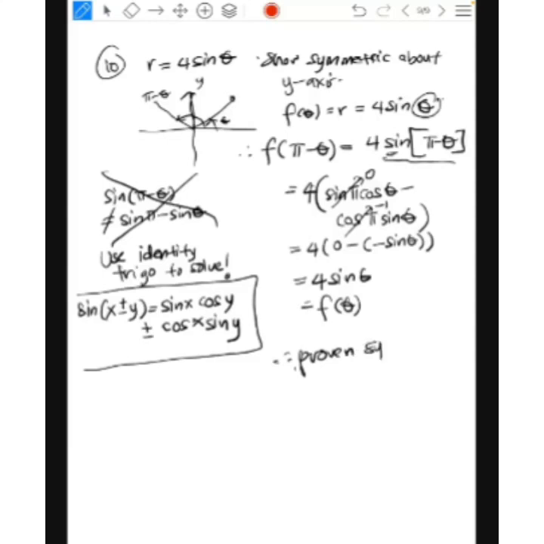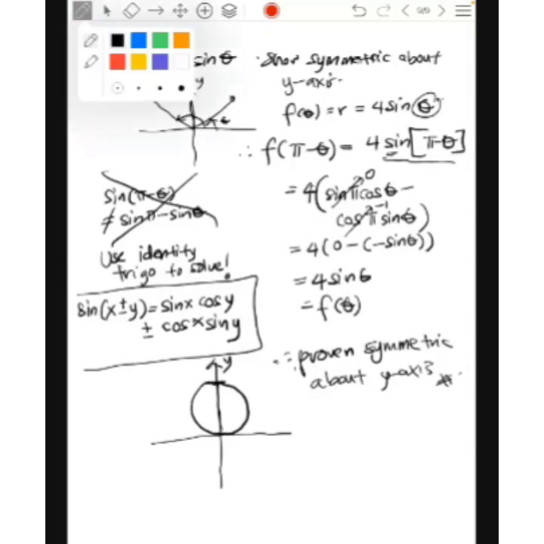Okay, so if you draw the sin theta, it is what? The circle on the y-axis kan? If you draw, then it is actually symmetric about y-axis. So ini y kan? Maksudnya belah kiri dengan belah kanan dia ada bentuk yang sama. Sebab symmetric pada y-axis. Okay.